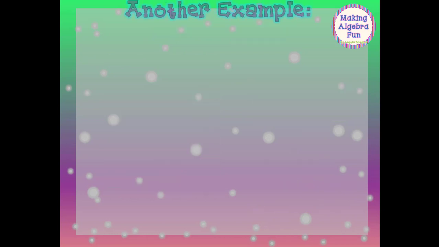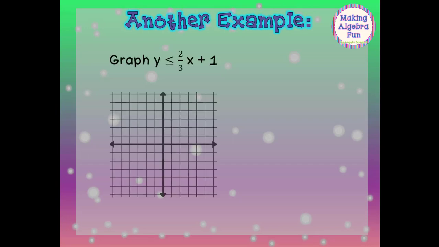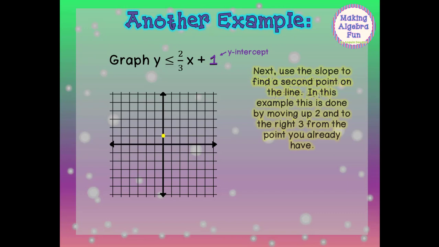Okay, let's do it again. Here's another example. It's still in slope-intercept form. So we begin by graphing using the slope and the y-intercept. Y-intercept in this case is 1, and my slope is 2/3. So that means go up 2 to the right 3 from that first point.